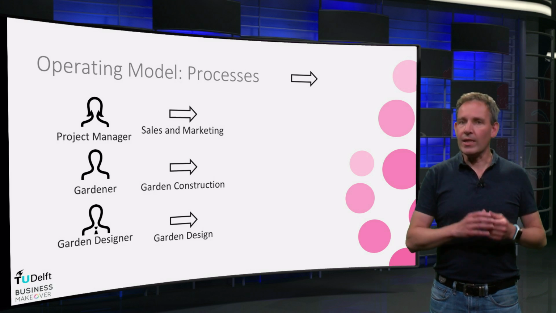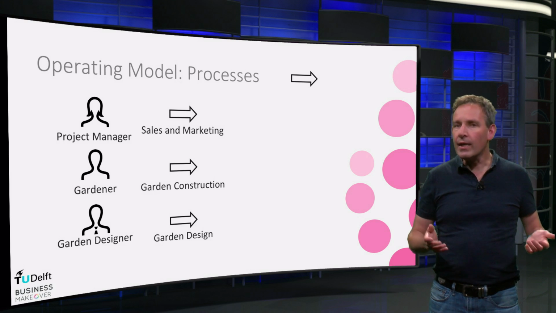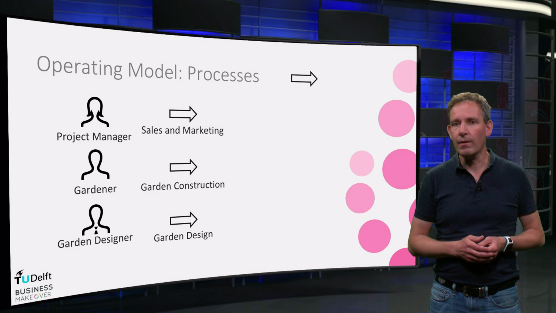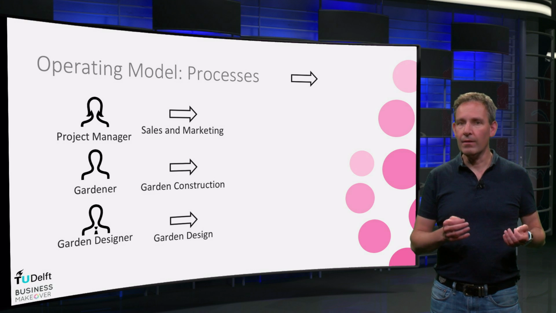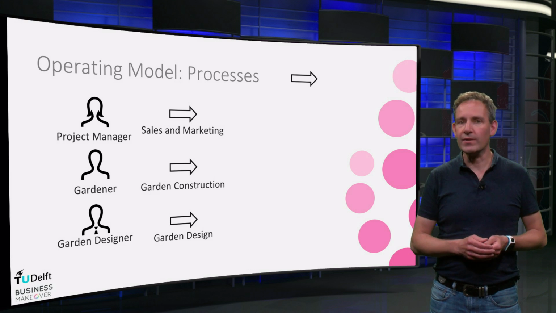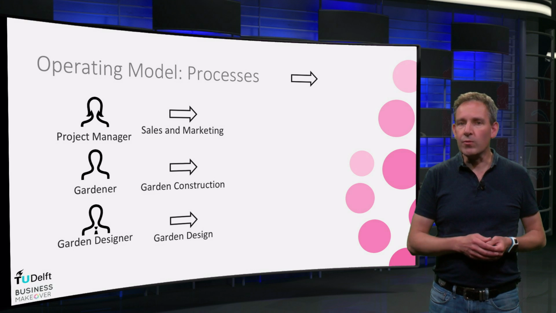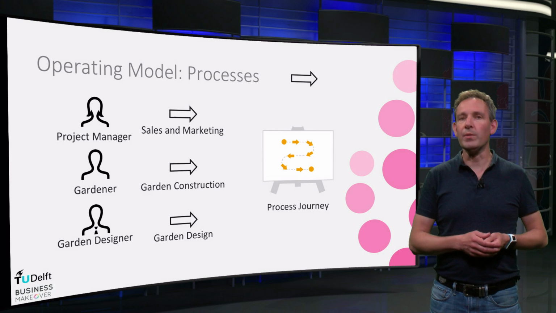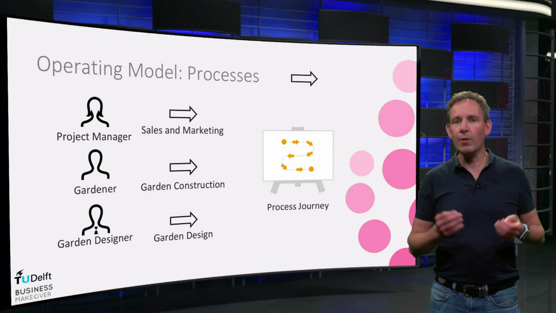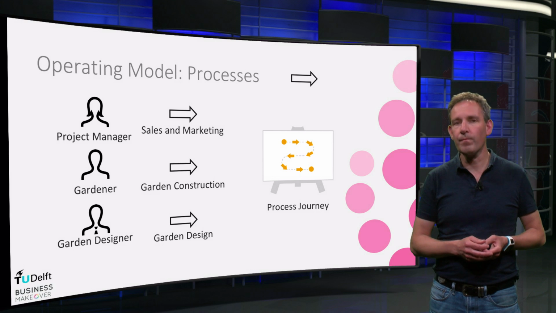If you think about it, in this case, the processes will include garden design and garden construction, but likely also things like marketing and sales. A process always has a starting point, a trigger, and an ending, when some valuable output is realized. The process garden design is triggered by a customer request and ends with an actual design. Luckily, there are tools like the process journey on businessmakeover.eu that can help you to identify the processes and to sketch the activities within a process.